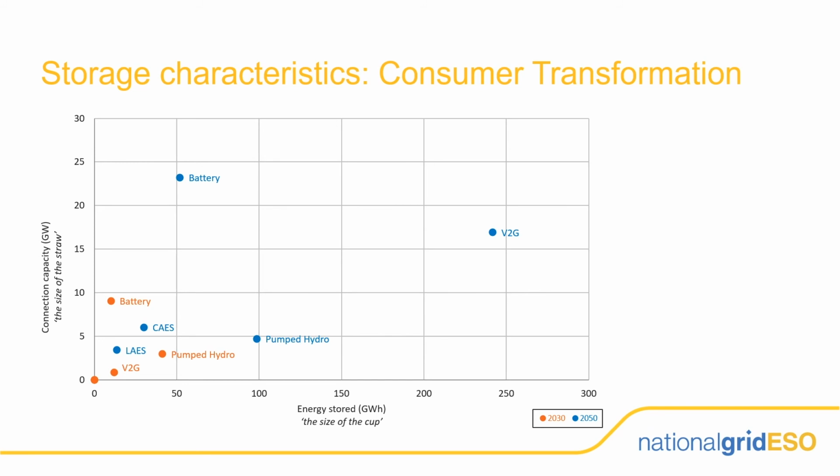Battery and vehicle-to-grid dominate by the numbers, but we also see growth in compressed air, liquid air, and pumped storage. These have a high ratio between the amount of energy stored and the connection capacity. They can help balance the system over longer durations. Vehicle-to-grid has the largest combined amount of energy stored. However, just with the vehicle-to-grid capacity, not all of this storage may be available at any one time.